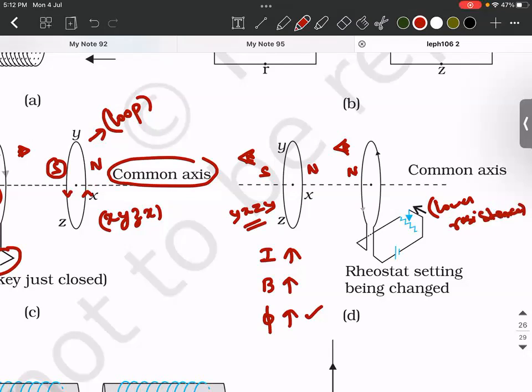So this is the trickiest part. This is what you need to master. I hope I'm clear, right? Right, next one.